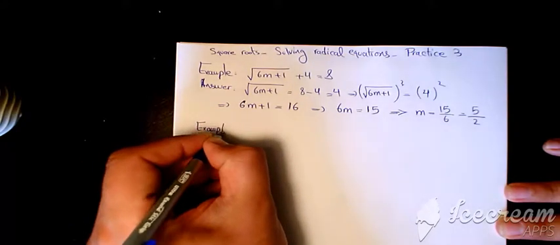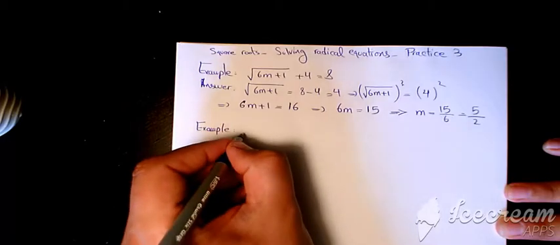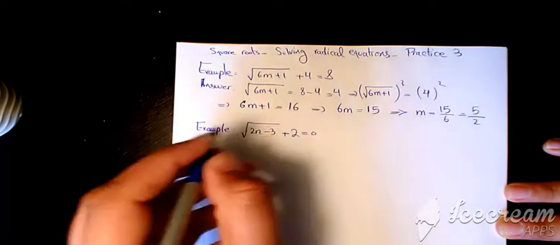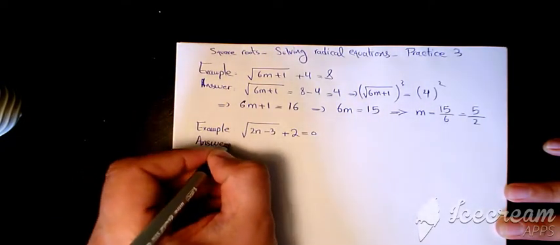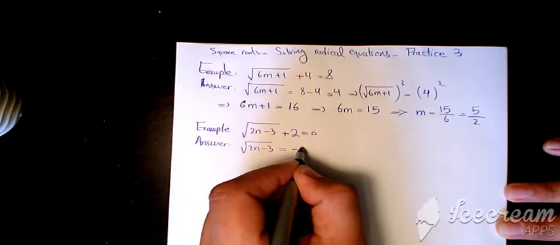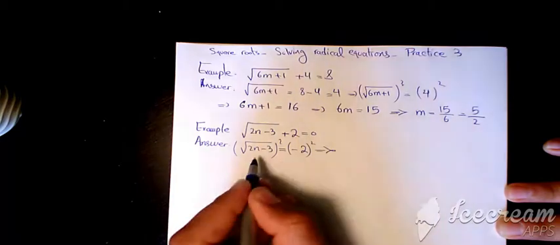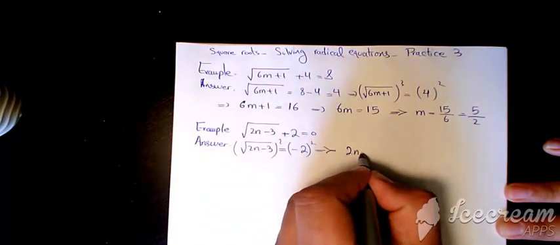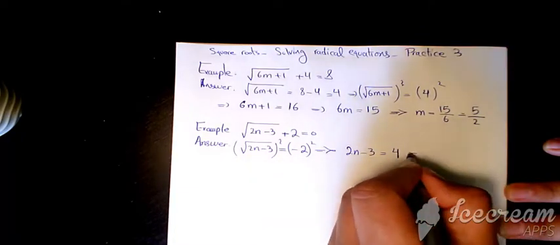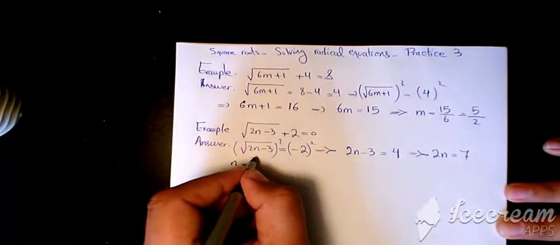Next example, we have root 2n minus 3, plus 2 equals 0. Answer is root 2n minus 3 equals negative 2. Then we squared both sides. It will be 2n minus 3 equals negative 2 squared. Negative 2 squared is 4. Then we have 2n equals 4 plus 3, which is 7. So n will be 7 over 2.